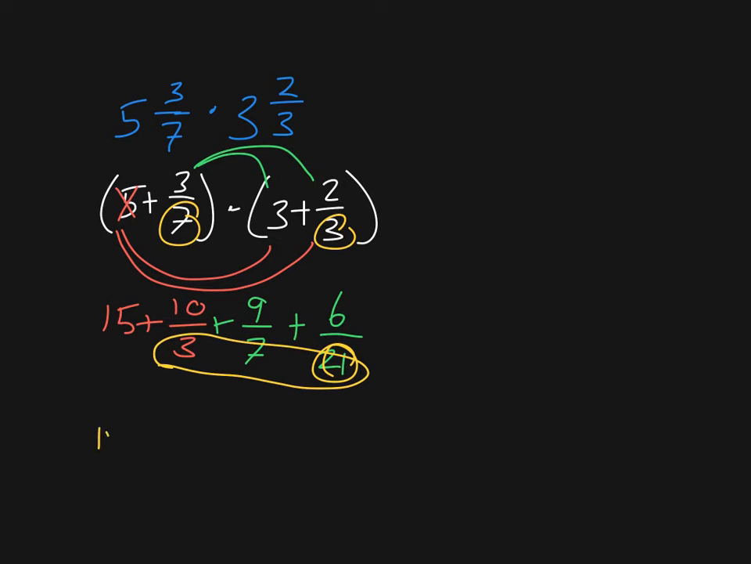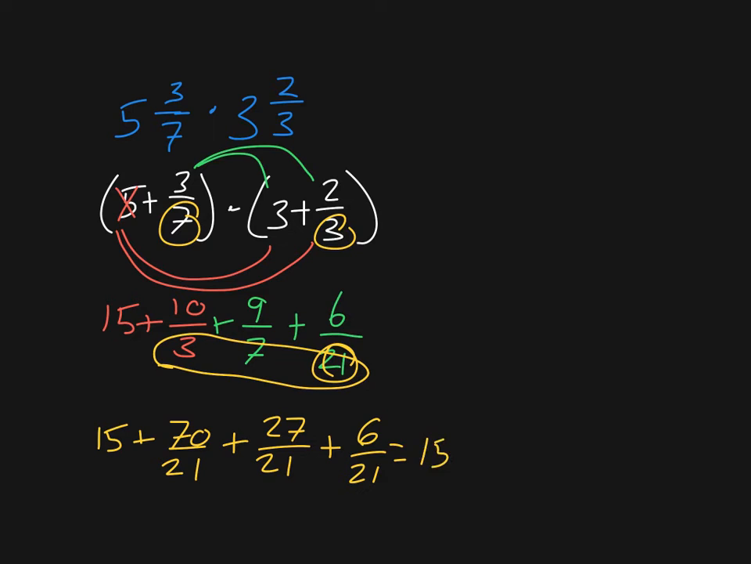So we'll have 15 plus something over 21 plus something over 21 plus 6/21. So 3 times 7 is 21, so 10/3 times 7/7 is 70/21. 7 times 3 is 21, so 9/7 times 3/3 is 27/21. So now we have our common denominators, and we will add our fractions together. And 70 plus 27 is 97, plus 6 is 103.